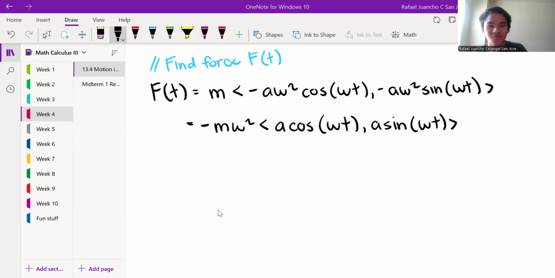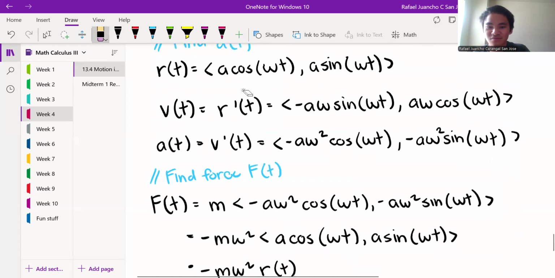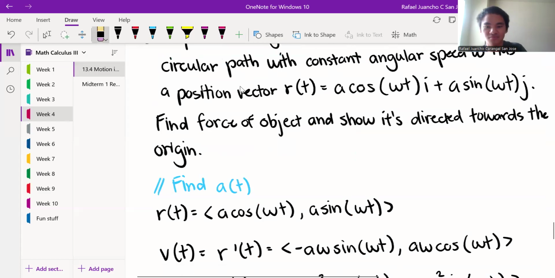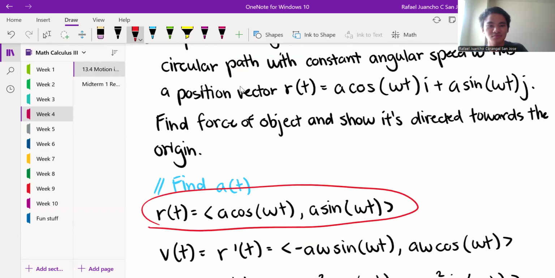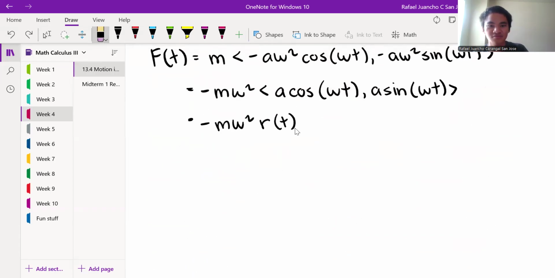Oh, that's interesting. So now we actually found a general formula. We say negative m omega squared r of t, right? Because this thing is just r of t in the beginning, right? This one. So it's okay. It made a general formula.